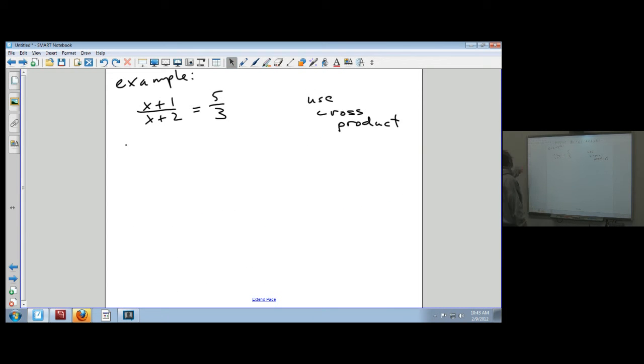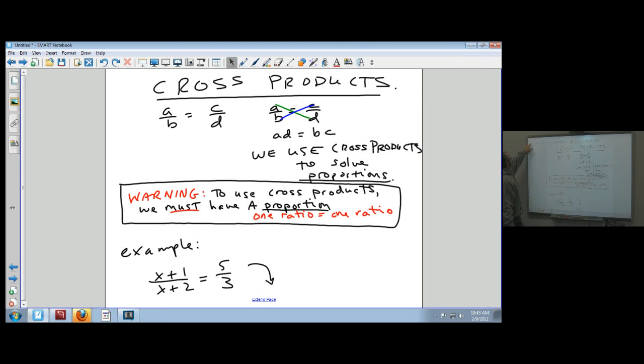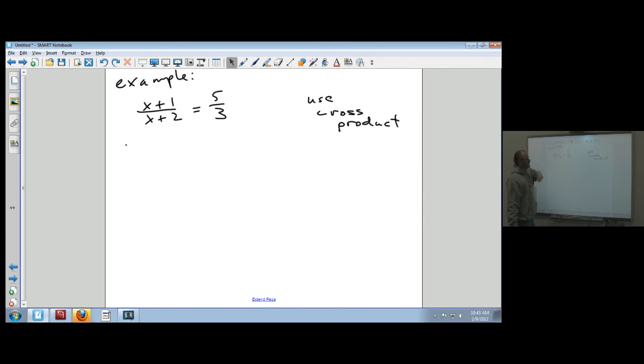Let's look at this example here, the example that I started right down here. We're going to move on to the next page because we need a little bit of room for this. Do we have a single ratio on the left? Yes, we do. We have a single ratio right over here because there's just one single fraction bar. We have a single ratio over here as well. So what are we going to do? We're going to use cross products. 3 times x plus 1 equals 5 times x plus 2. We've successfully cross-multiplied the two of these.